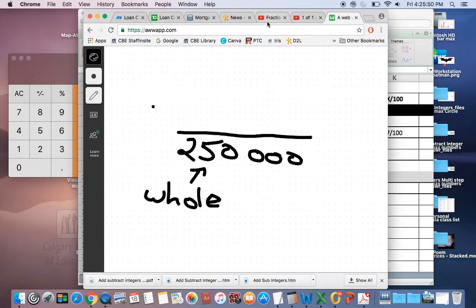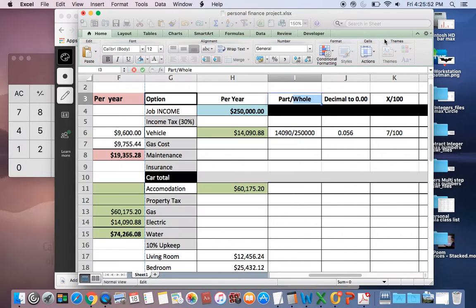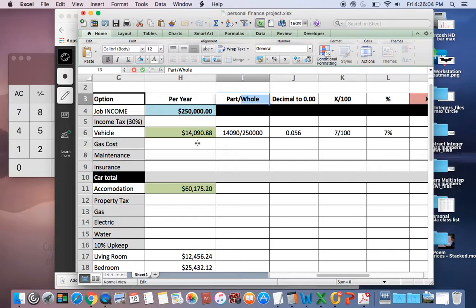So when we take a look at the first item, which is my vehicle, per year, was, where did I get that number from? There we go, just move that over. My vehicle cost for the year was $14,090.88. Now for the rest of this project, we are going to delete the pennies. We don't need the pennies. You can just take them all off. So here we have 14,090.